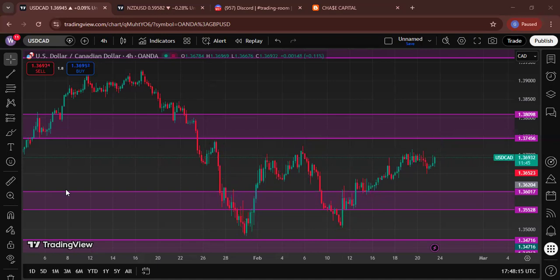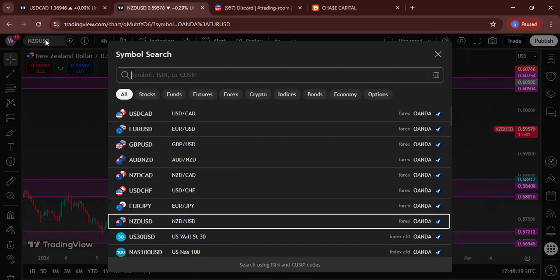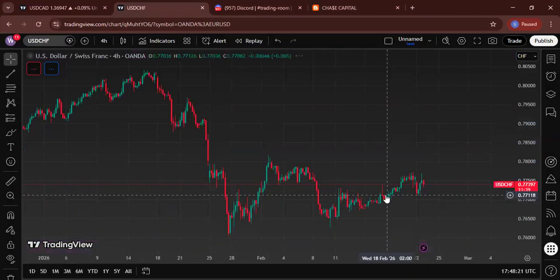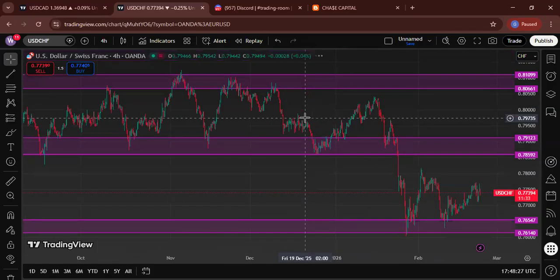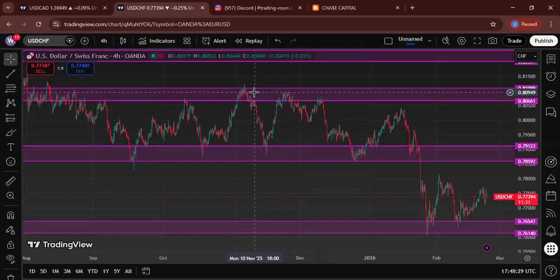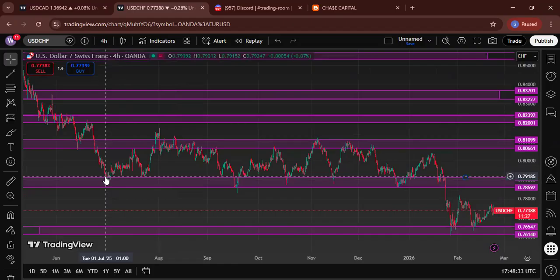Then we have USD CHF. For USD CHF, this is what you have. I'm looking at price reacting from this area. So this is my range. And this is the example I was giving you, Alpha, before we started. This zone has held here for like 7 months now, from the 1st of July.